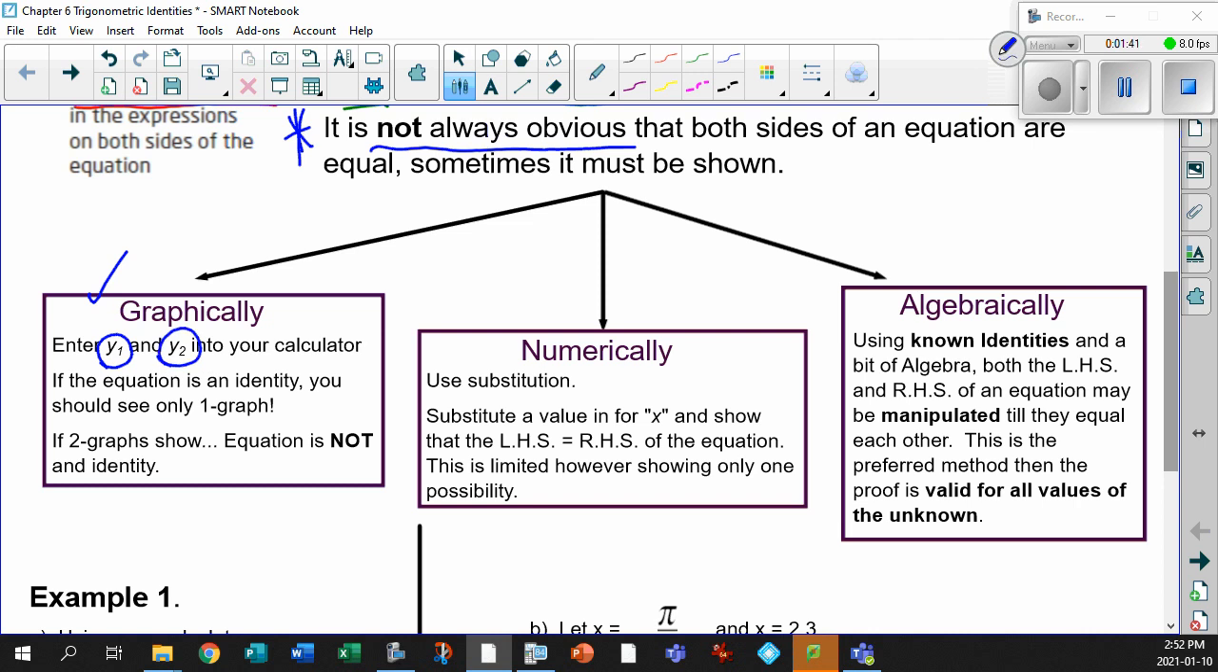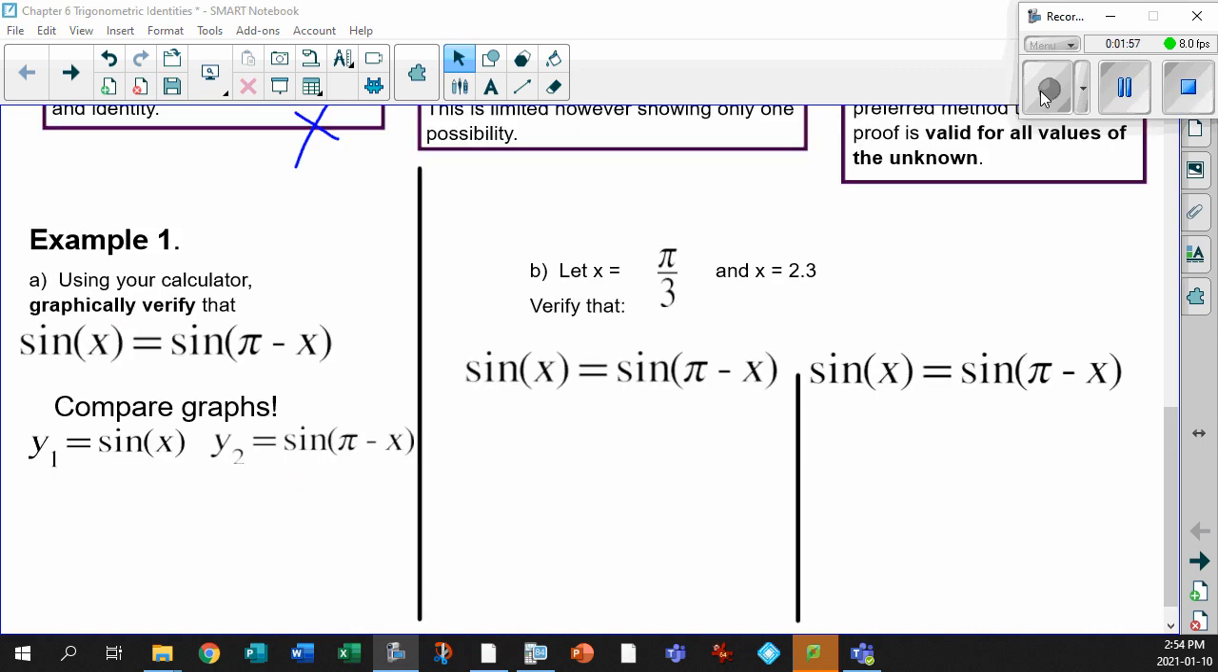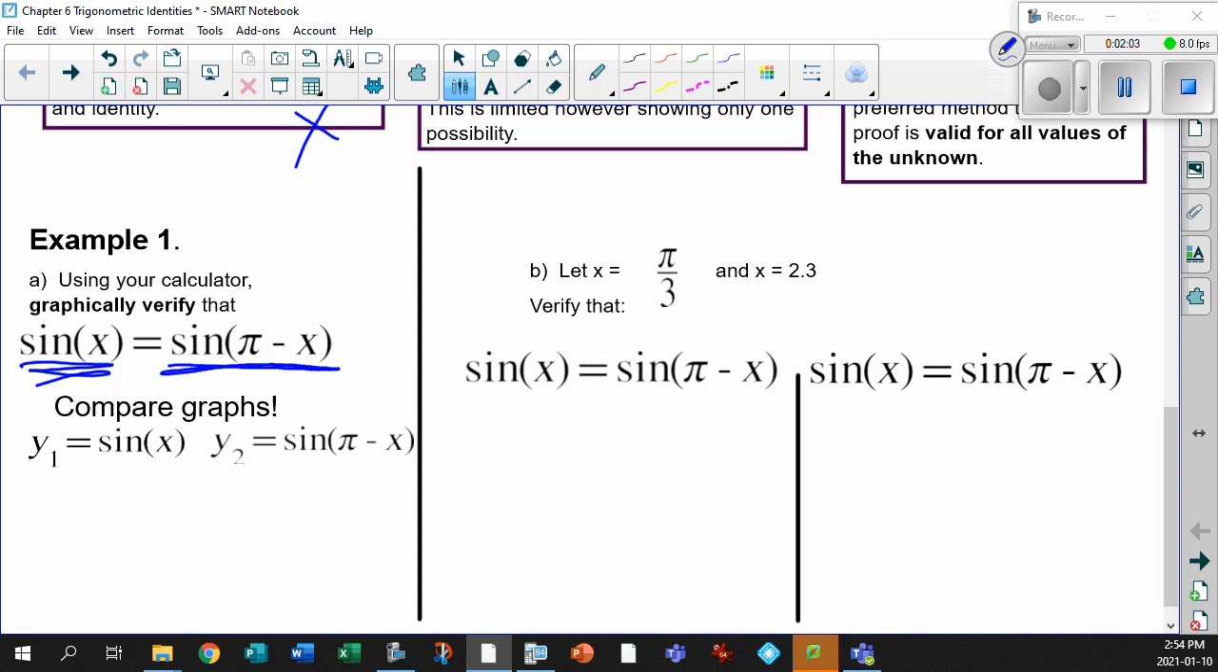If you get only one graph, guess what? It's an identity and it works. But if you have two graphs, not an identity. Very, very simple, okay? So what's a really cool identity to try? Let me show you. A great example would be this right here. Look, this is actually an identity, and I'll prove it to you using the calculator.